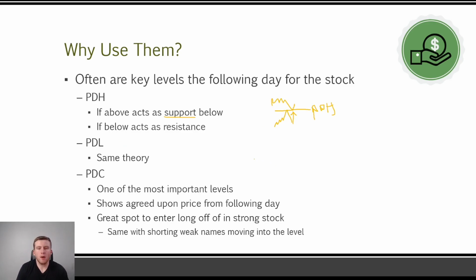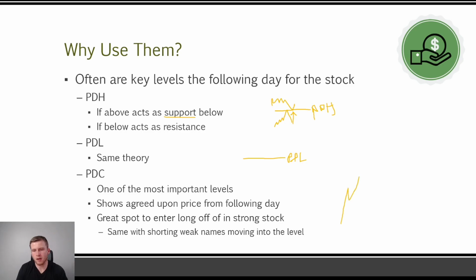When you're talking about the prior day low, same theory, except we're looking at the previous day's low instead of the previous day's high. Prior day close is one of the best levels you can use, and one of the most important levels to put on your chart. Whatever the price closed at the previous day is the price the market agreed was fair value. It's important because a lot of people are longing into the open, and they're either going to be in profit or red based on that level alone because they're buying into the close. It is a great spot to enter long off of in a strong stock.